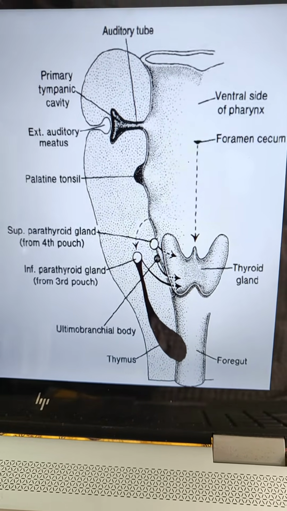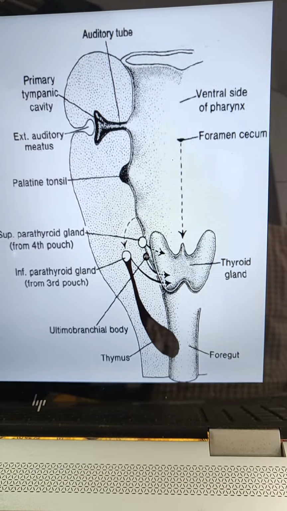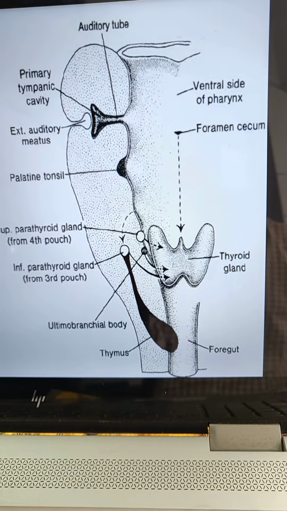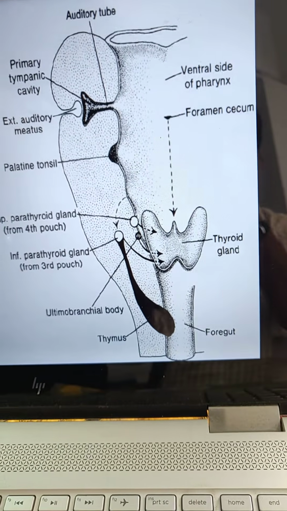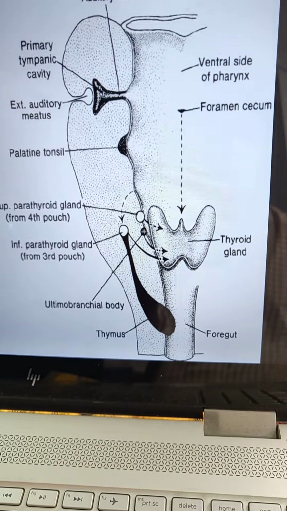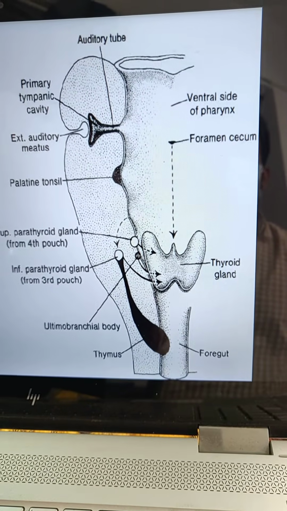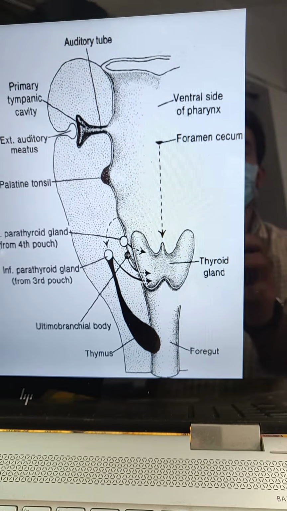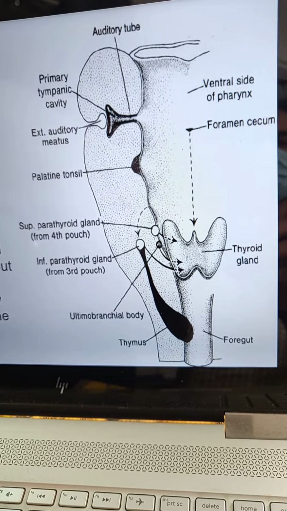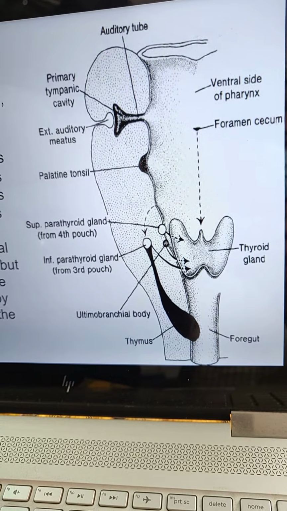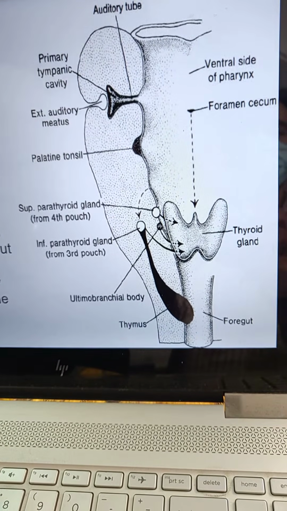This thyroglossal duct goes beyond the hyoid bone, and finally the duct reaches its final position in front of the trachea, where it bifurcates and the cells proliferate, giving the two lateral lobes of the thyroid gland and the isthmus of the thyroid gland. Sometimes the thyroglossal duct disappears, and sometimes it does not disappear, and then it is called a thyroglossal cyst.